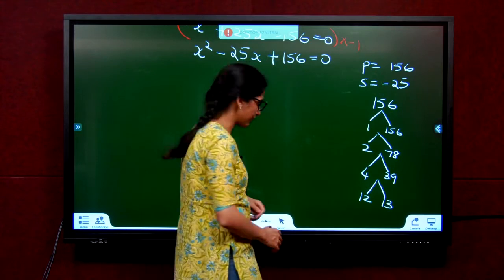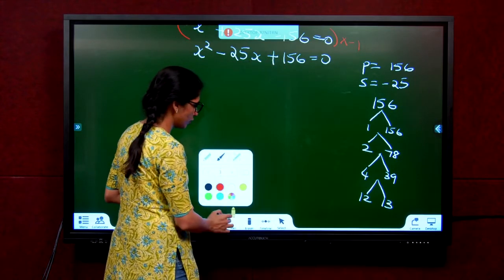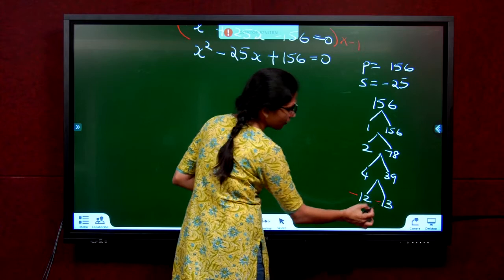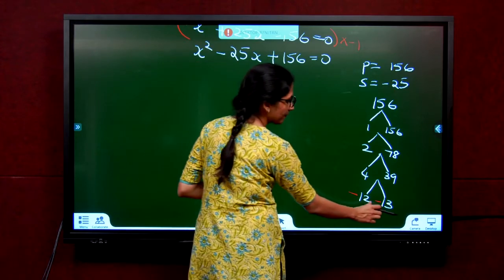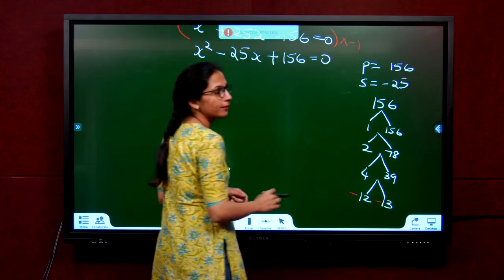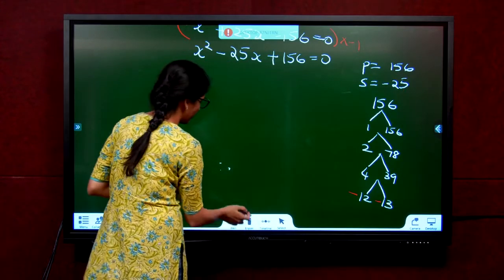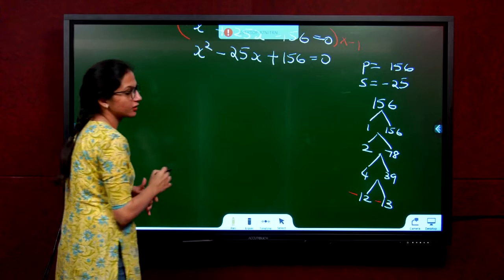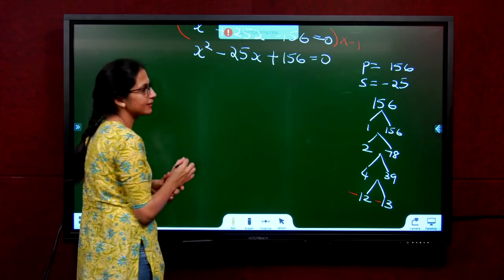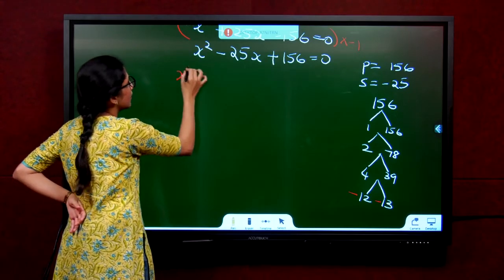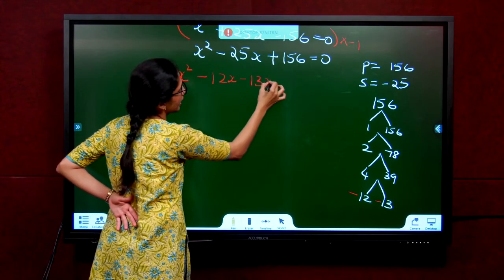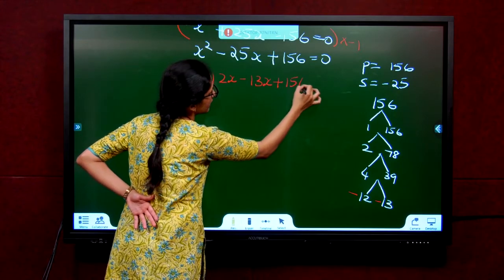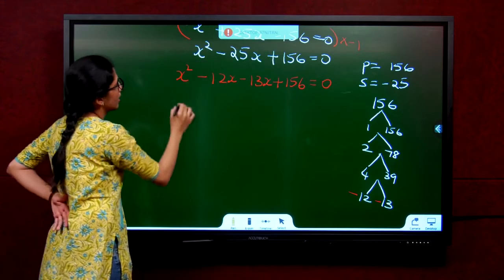But I want minus 25. So what do I do? I put minus 12 minus 13. I get minus 25. If I multiply minus 12 into minus 13, do I get plus 156? Yes, I do. So the split of the term is minus 12 minus 13. Start. X square minus 12x minus 13x plus 156 is 0.